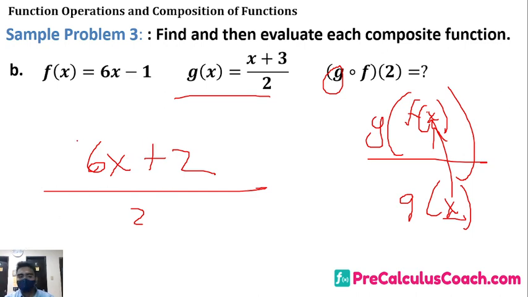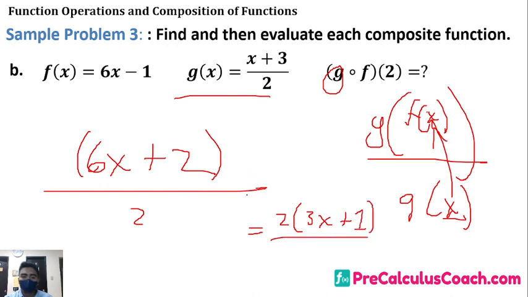So what you should do: this is a binomial, right? Can you see any common factor between the two terms? For the first term, 6x, and the second term, 2, the common factor would be 2. 6x could be factored out as 2 times 3x, correct? So instead of 6x plus 2, you could factor it as 2 times (3x plus 1), over 2, right? And in that case, we could now cancel, knowing that it's multiplication. So you could simply have 3x plus 1.